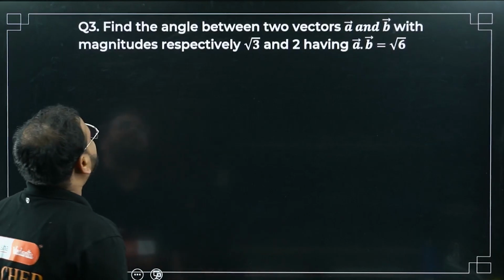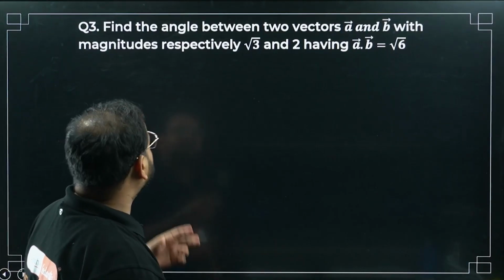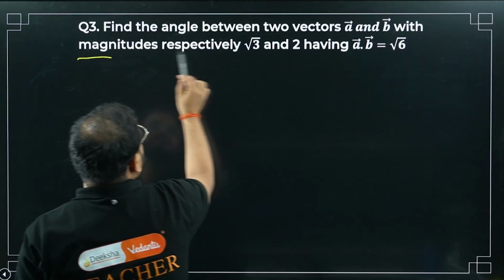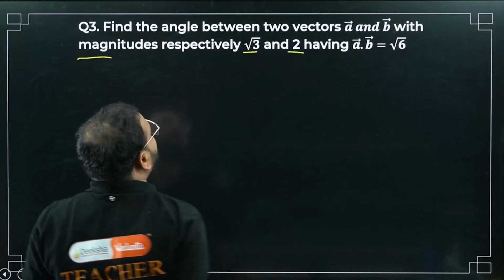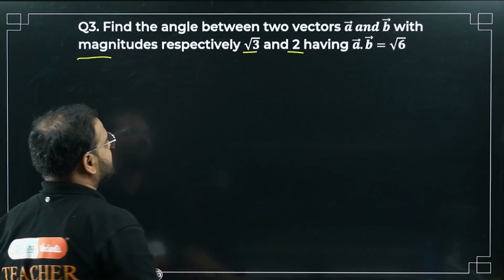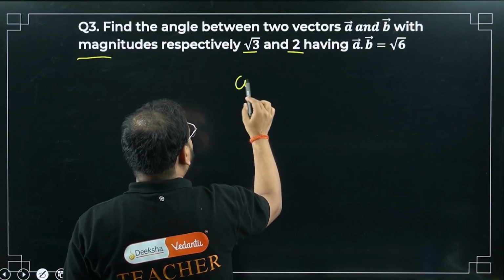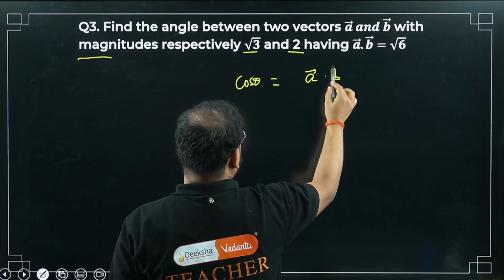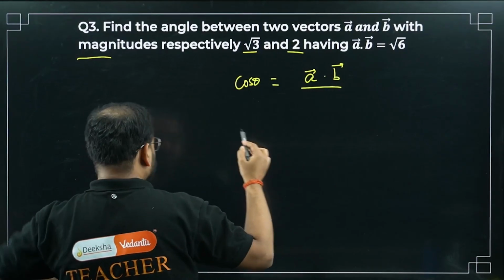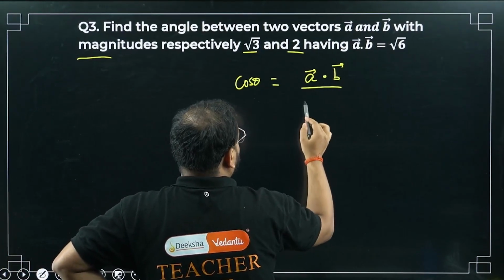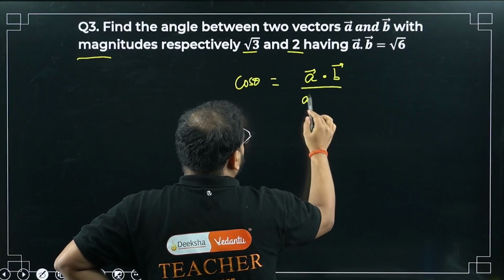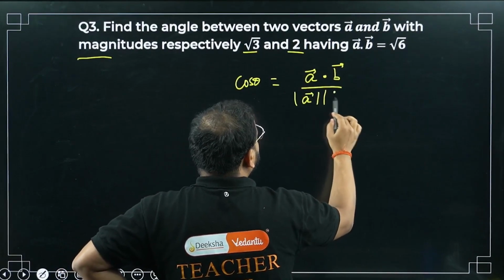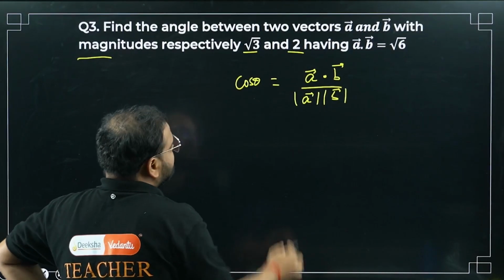Find the angle between two vectors a and b with the magnitudes respectively given as root 3 and root 2, and having dot product given as root 6. What's the angle formula if you remember? Cos theta equals the dot product of vectors a and b divided by the magnitudes of vector a times b. What's the answer?